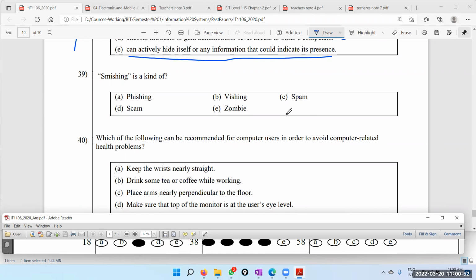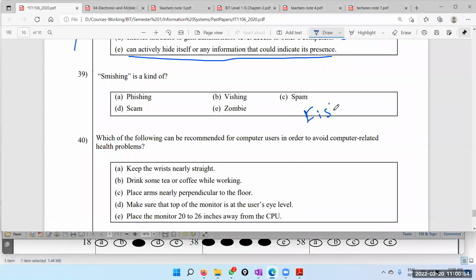Now, remember we have phishing, small one. Phishing.